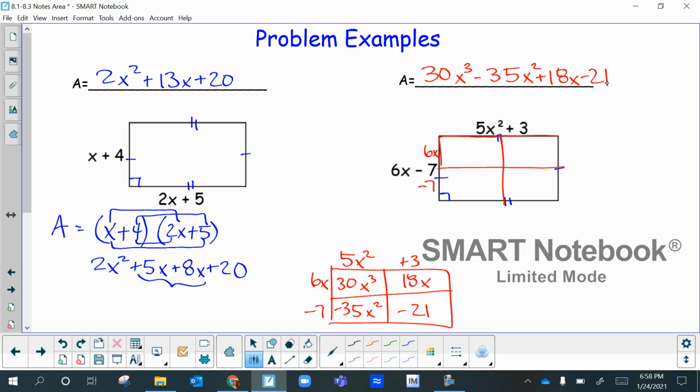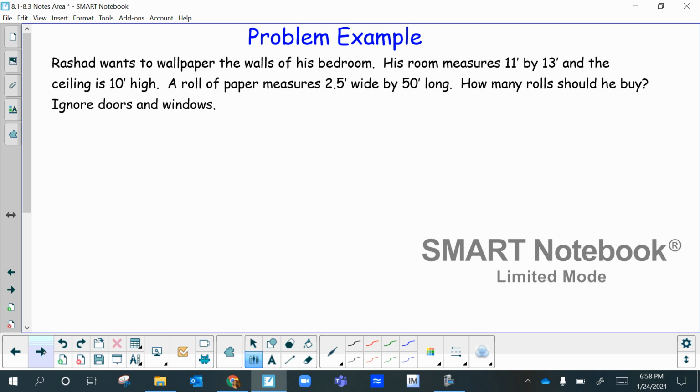Okay, so that's doing a little bit of algebra with area. And lastly, a word problem. So you'll have some word problems too that involve area. It says Rashad wants to wallpaper the walls of his bedroom. His room measures 11 feet by 13 feet, and the ceiling is 10 feet high. A roll of paper measures 2.5 feet wide by 50 feet long. How many rolls should he buy? Okay, ignore any doors or windows.